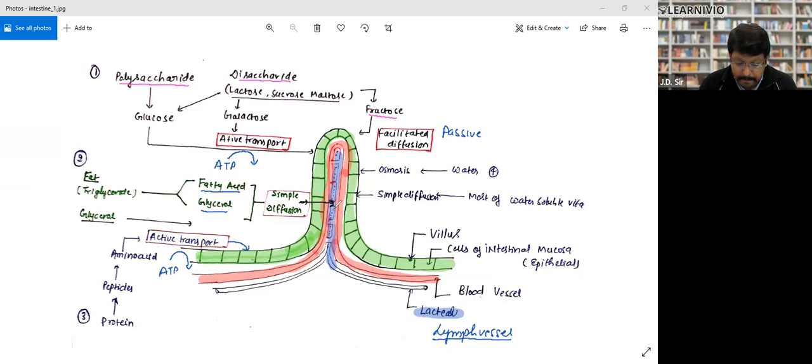Next, note it down. The fat is converted into micelles. What is micelles?